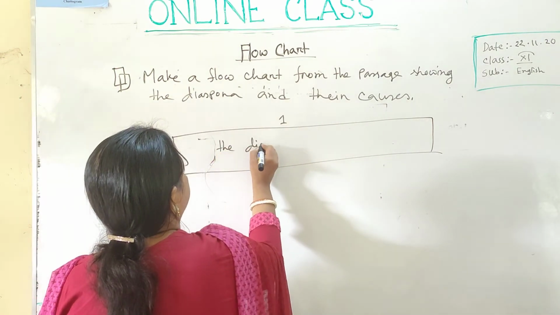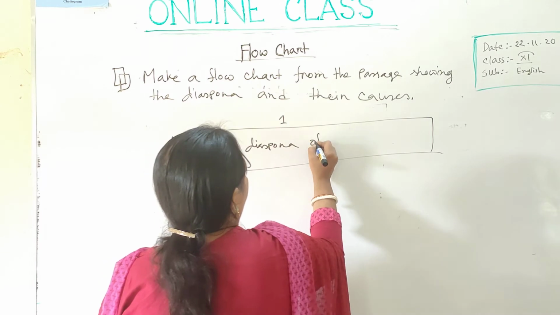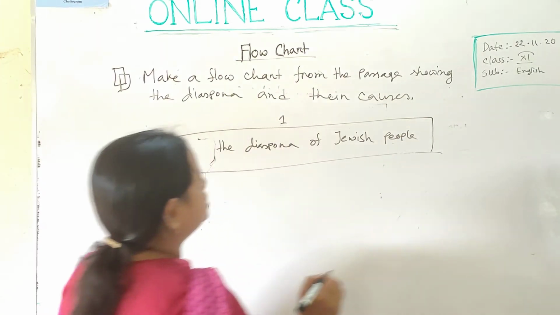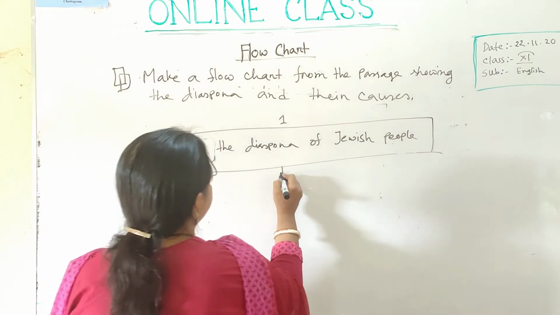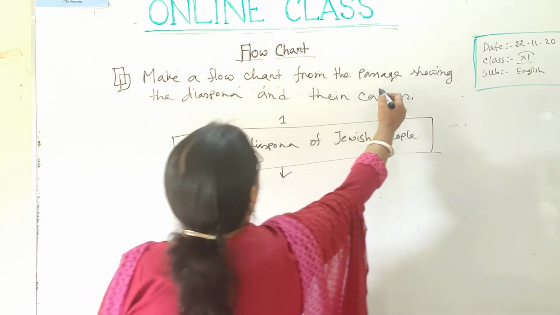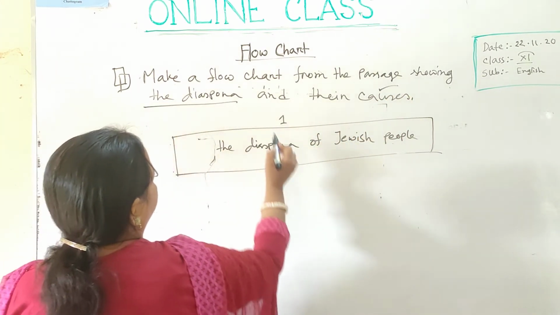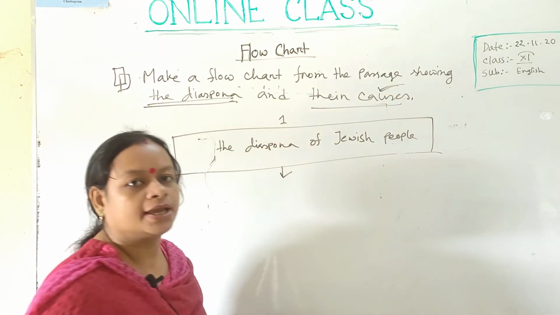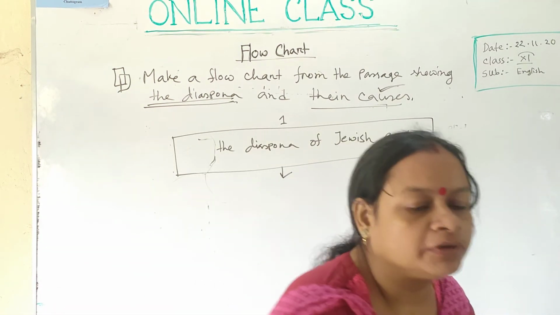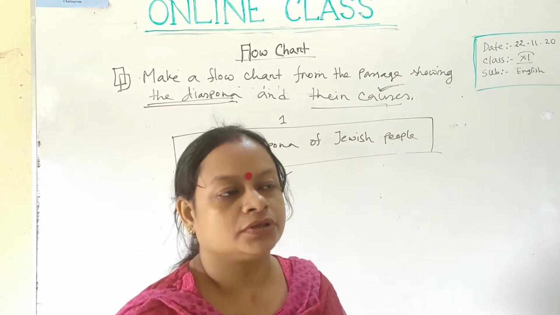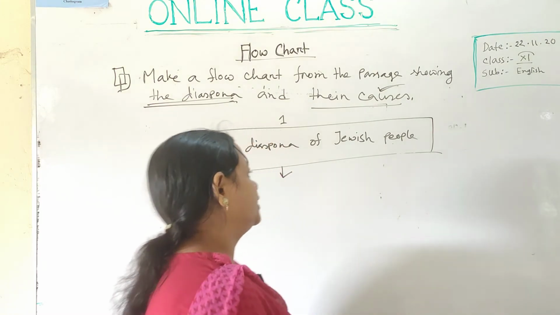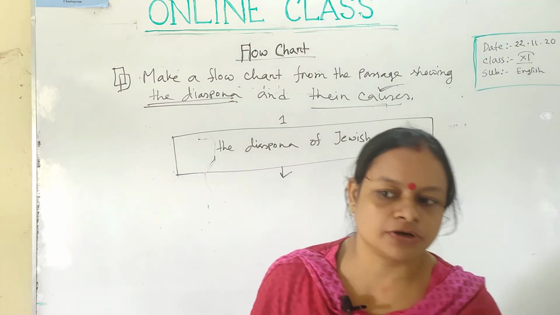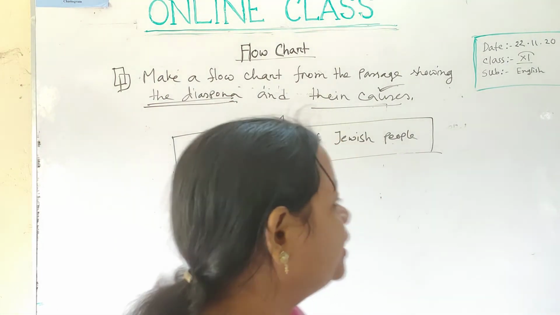the diaspora of Jewish people, and in the next flow we have to show the cause. As in the first box there is the name of the diaspora, in the second box we have to show the cause. Again in the third box we have to put the name of a diaspora, and in the fourth box we have to find a cause, and in the fifth box we have to show the name of a diaspora, and again in the sixth box or last box we have to show a cause.